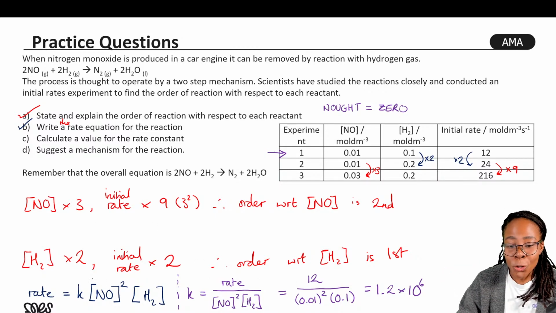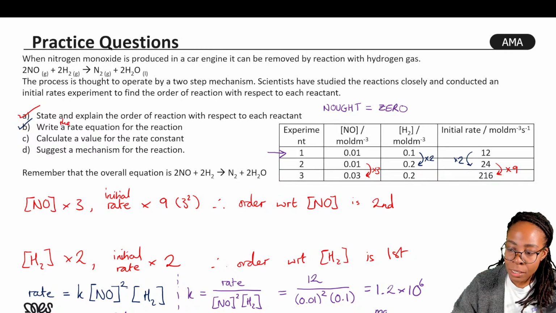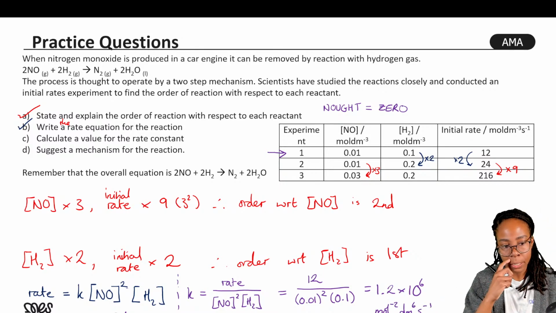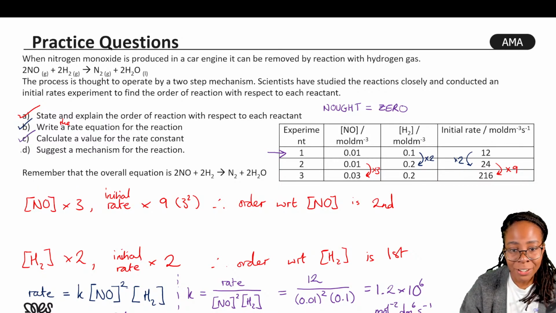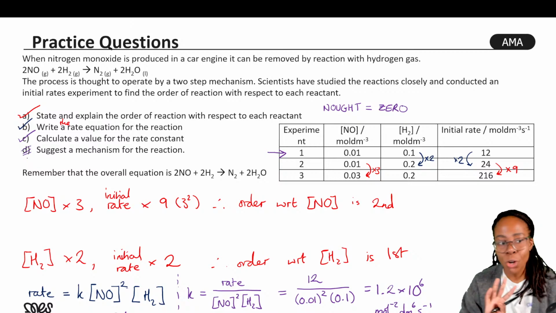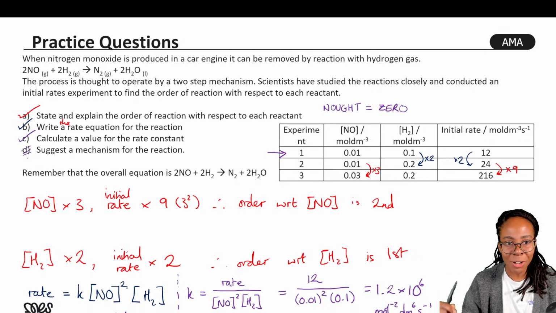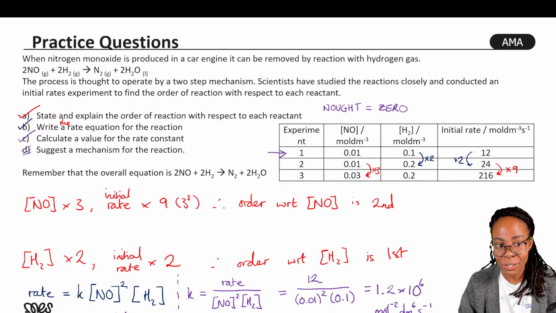For the units, we won't work them out again. This is overall third order, right? We've got 2 plus 1. So our units are going to be the same as the last one we just figured out: moles to the -2, dm6, seconds to the -1. In the interest of time, I'm going to save part D for a lesson on rate determining step and mechanisms rather than trying to teach it in the next 7 minutes.